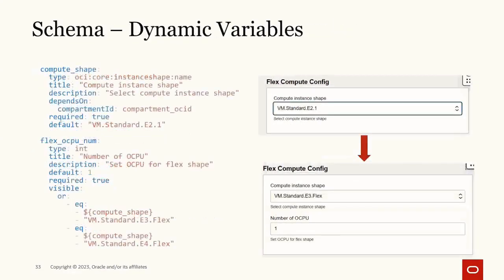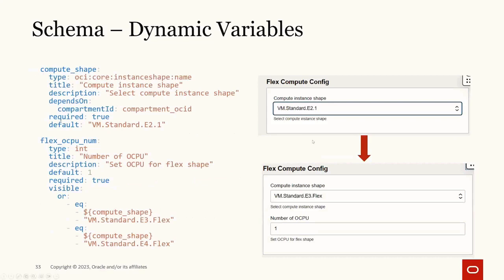On the other hand, we can use this functionality for dynamic variable presentation. In this example, if I have a compute shape that is not a flex shape, I don't need to ask for OCPU and memory. So in this case, if I've selected something like VM standard 2.1, that's the only option. I move on and I'm done.